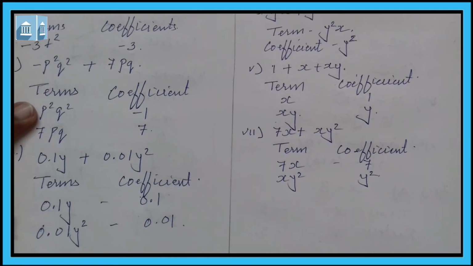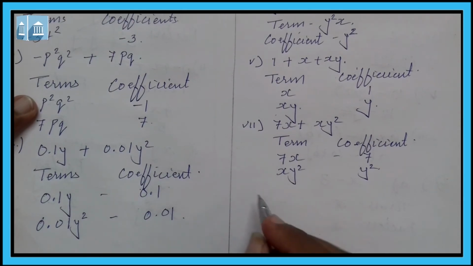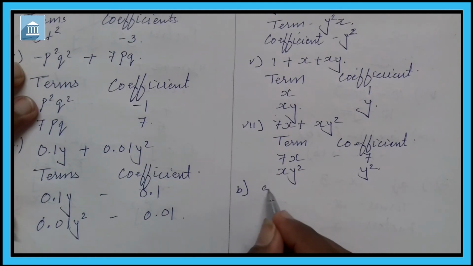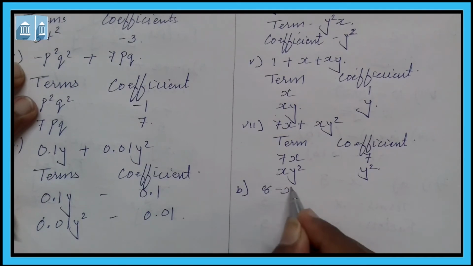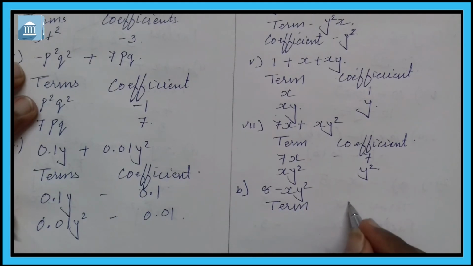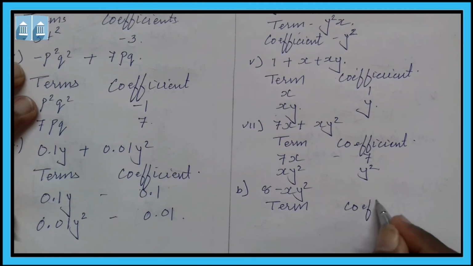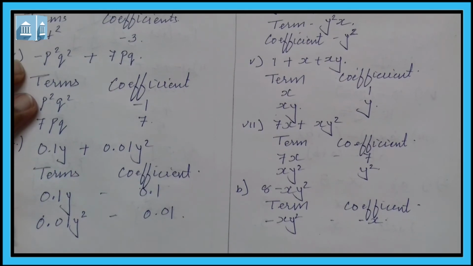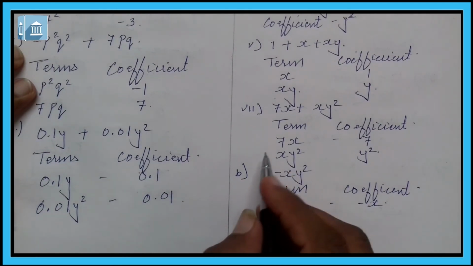Now B1, in the same exercise, says to identify the term which contains y square and give the coefficient of y square. The first one is 8xy square. Here the term which has y square is minus xy square and its coefficient is minus x. The coefficient of y square is minus x. This is the first one.